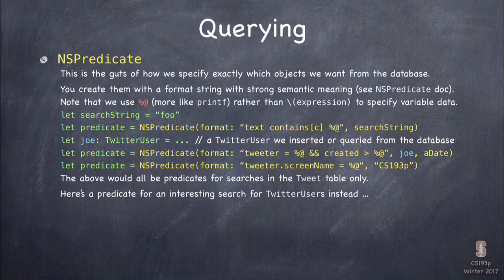How about this one? I want all the tweets whose tweeter equals %@. I'm going to put Joe in there as the substitution variable, and were created after some date that I create. See that? I'm using greater than to do that. And I'm doing ampersand for and. You can also use the word and there. So that's going to be all the tweets created by Joe since that date. You're starting to see the power of being able to query into the database, right? If I had thousands of tweets, it'd be really easy to find the ones since yesterday, for example. I'll show you that in a second here.